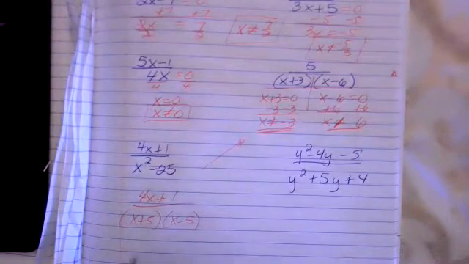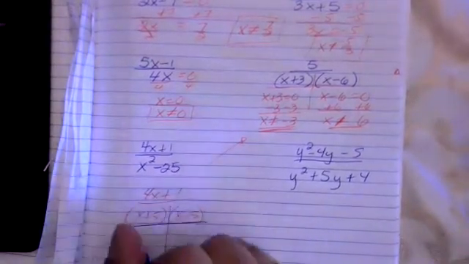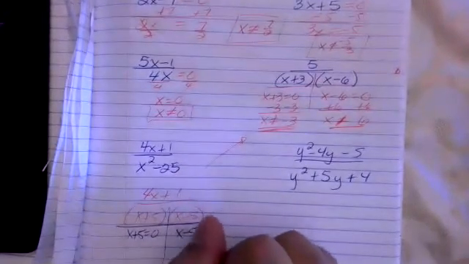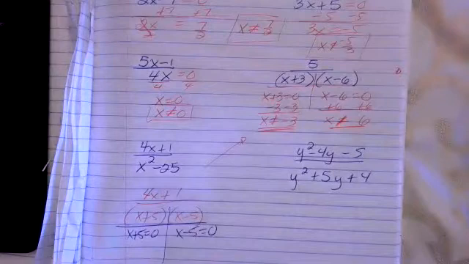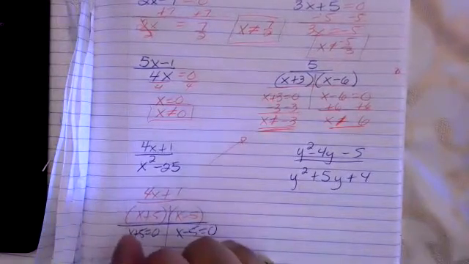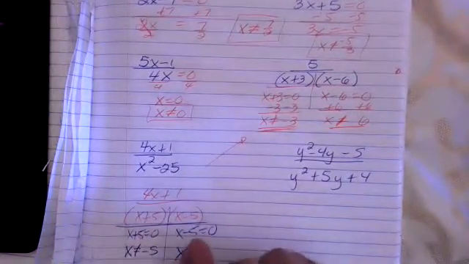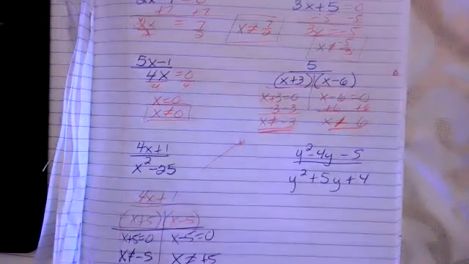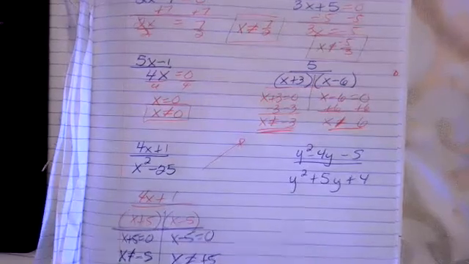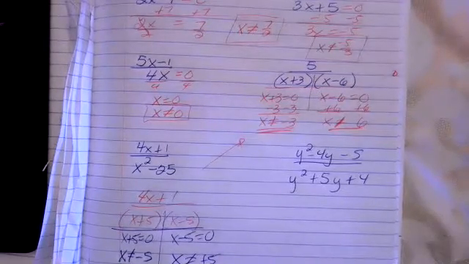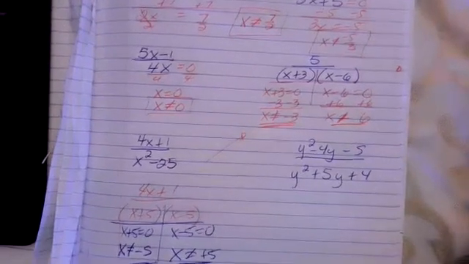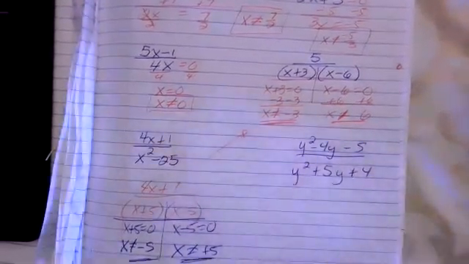So I'll follow those same steps. I'm going to write two different equations. x plus 5 is equal to 0, and x minus 5 is equal to 0. Therefore, x cannot be negative 5, and x cannot be positive 5. So we have two restrictions.